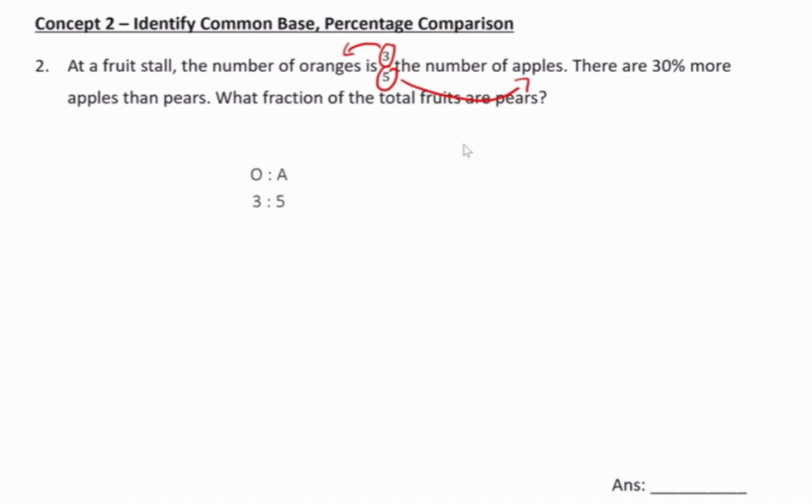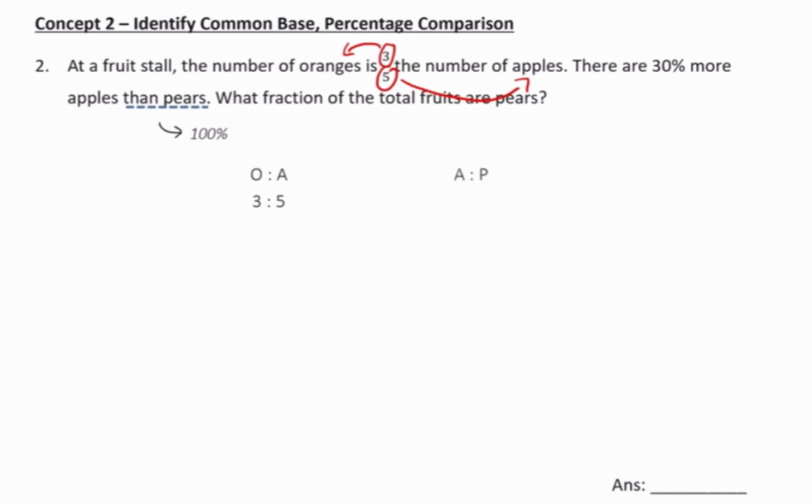Then there are 30% more apples than pears. You have to remember this. In a sentence with percentage, the one at the back of the sentence is always 100%. So if you're comparing, they are saying that there's 30% more apples than pears. So you see, than pears. So pears means pears 100%. Identify your 100% first. Then you find what is the other one.